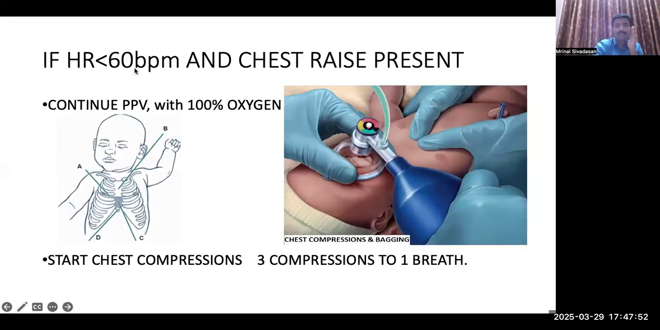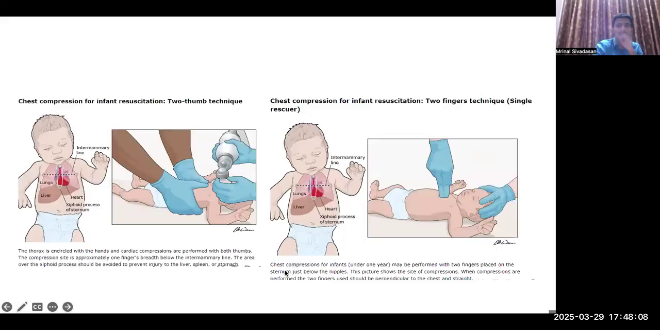And if the heart rate is less than 60 despite 30 seconds of ventilation, then you go for chest compression. For that, you continue positive pressure ventilation with 100% oxygen and start chest compression with a ratio of 3:1, 3 chest compressions and 1 breath. Chest compression is done with the two-thumb technique, which is better than the two-finger technique.